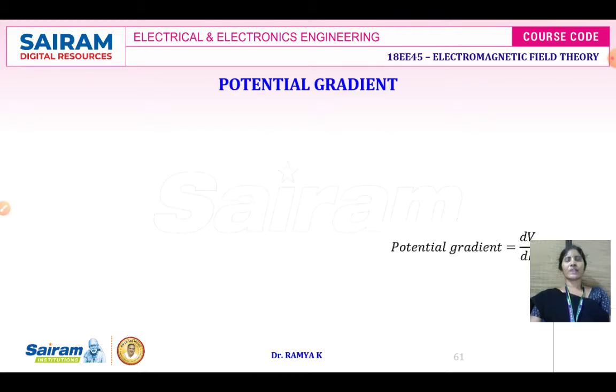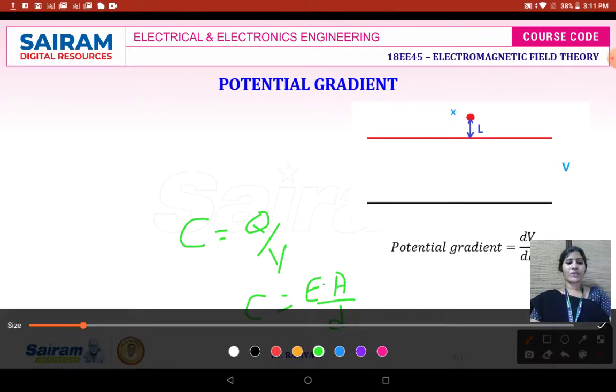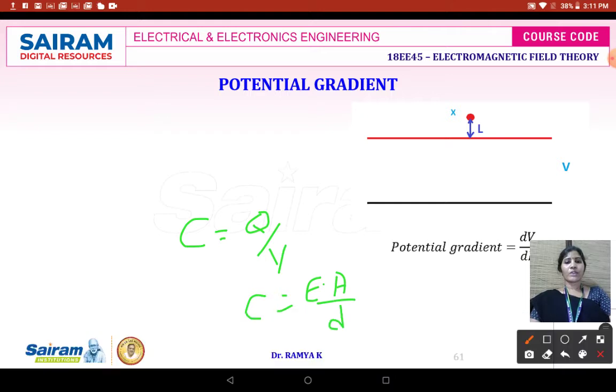Next, potential gradient. Potential gradient means you have to identify between the two concepts. Here the capacitance concept will also come into the picture. We have to keep two things in mind. One is C is equal to Q divided by V, and the other equation is C is equal to epsilon into A divided by D. These two equations we have to keep in our mind to explain the concept of this potential gradient.